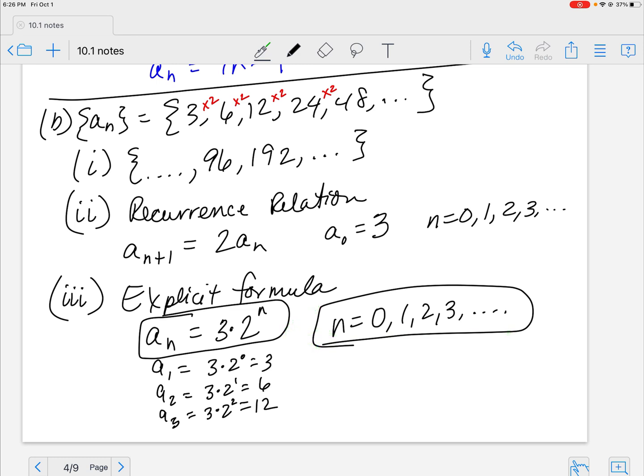In order to have a legitimate recurrence relation, you have to have the a sub n plus 1, your formula with an a sub n, identify the first value and the n's. You have to have for an explicit the actual formula and identify those n's. All right, there's pieces in a sequence that you have to have for it to be valid. Okay, cool, but it's not too bad.